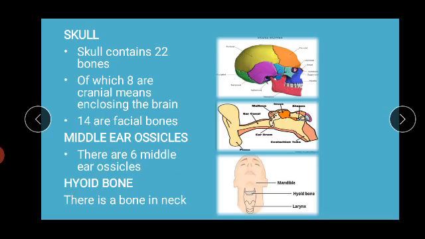Hyoid bone, there is a bone in the neck region. It is only one bone present in your neck region above the larynx. This is the hyoid bone, and this is your larynx, and you are now very familiar and well acquainted with the larynx.